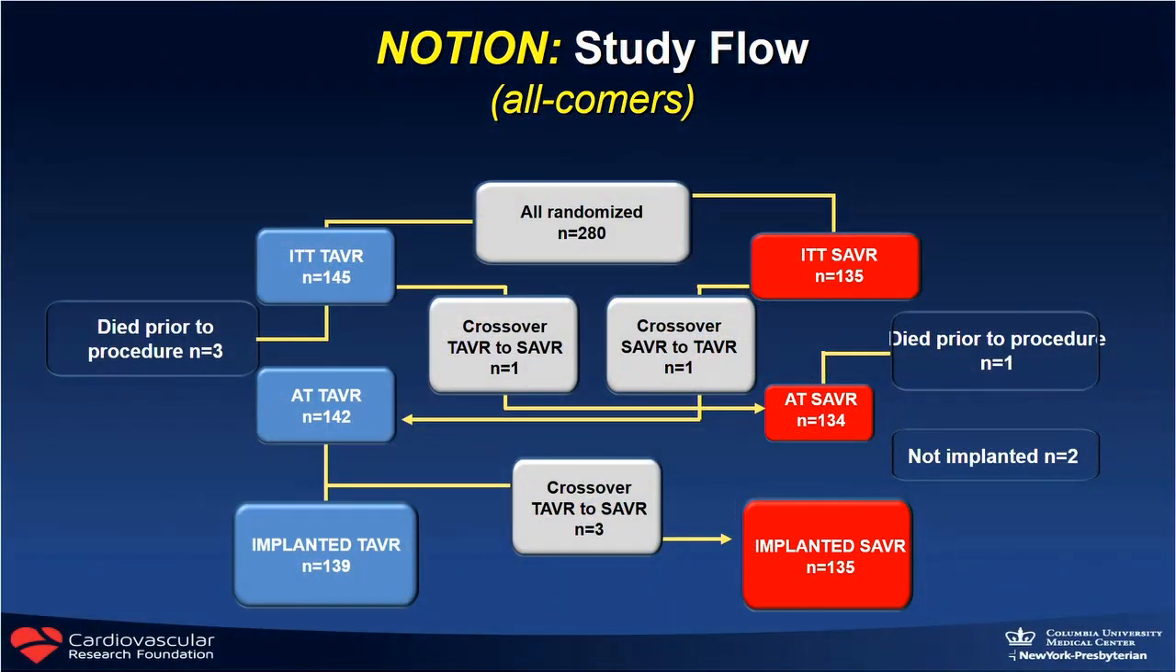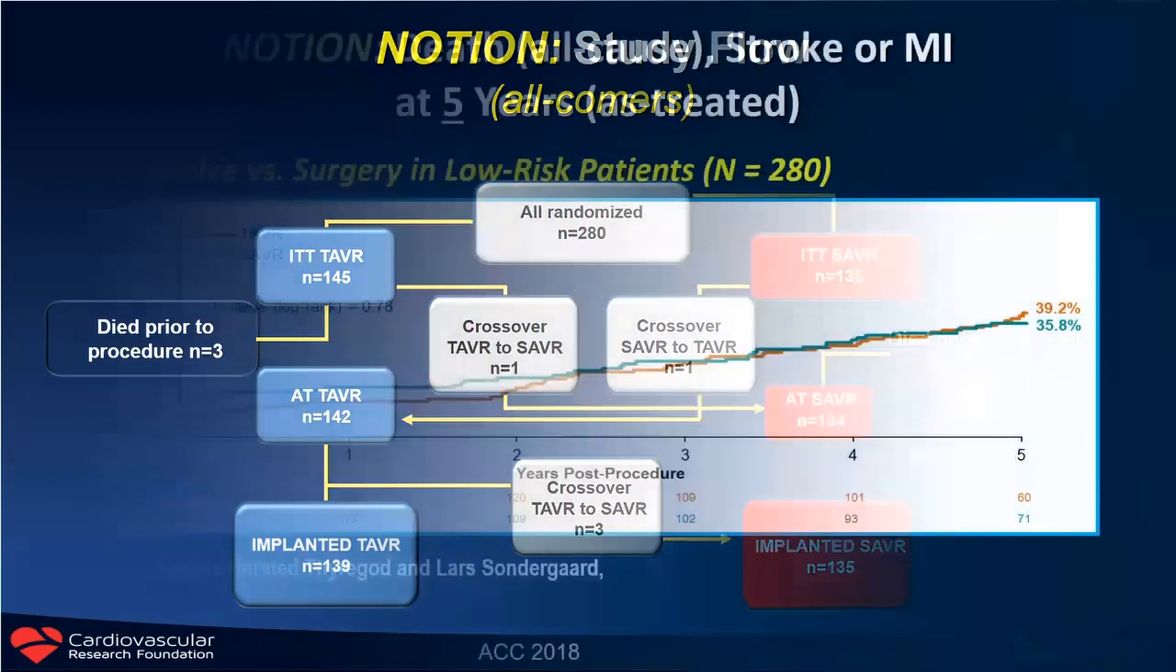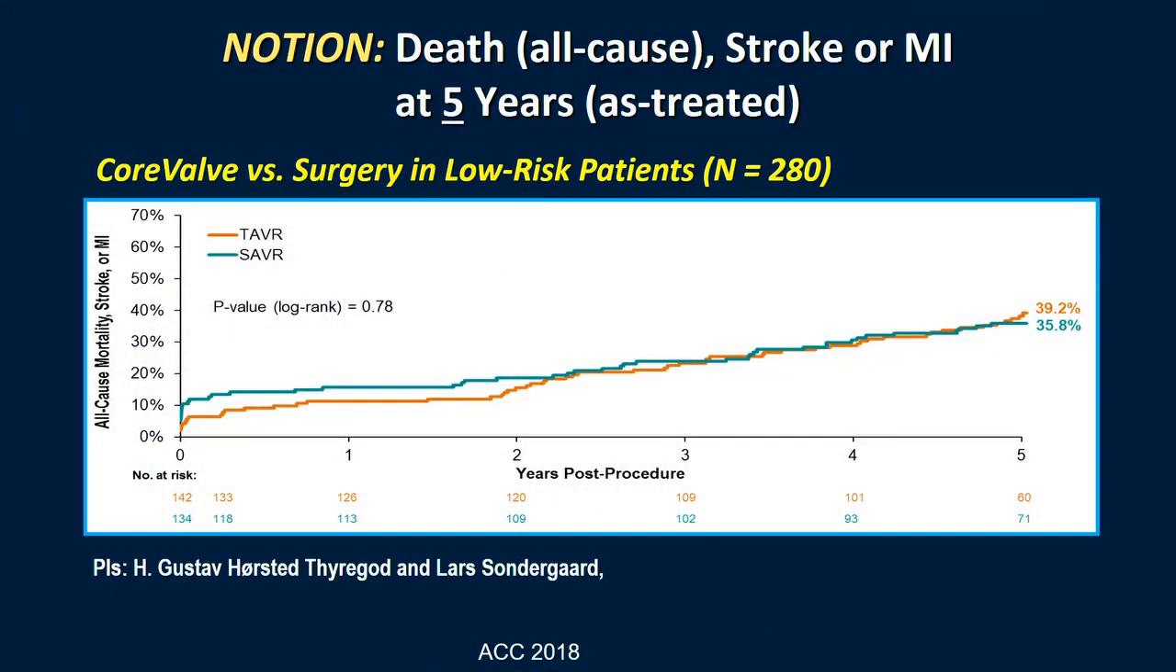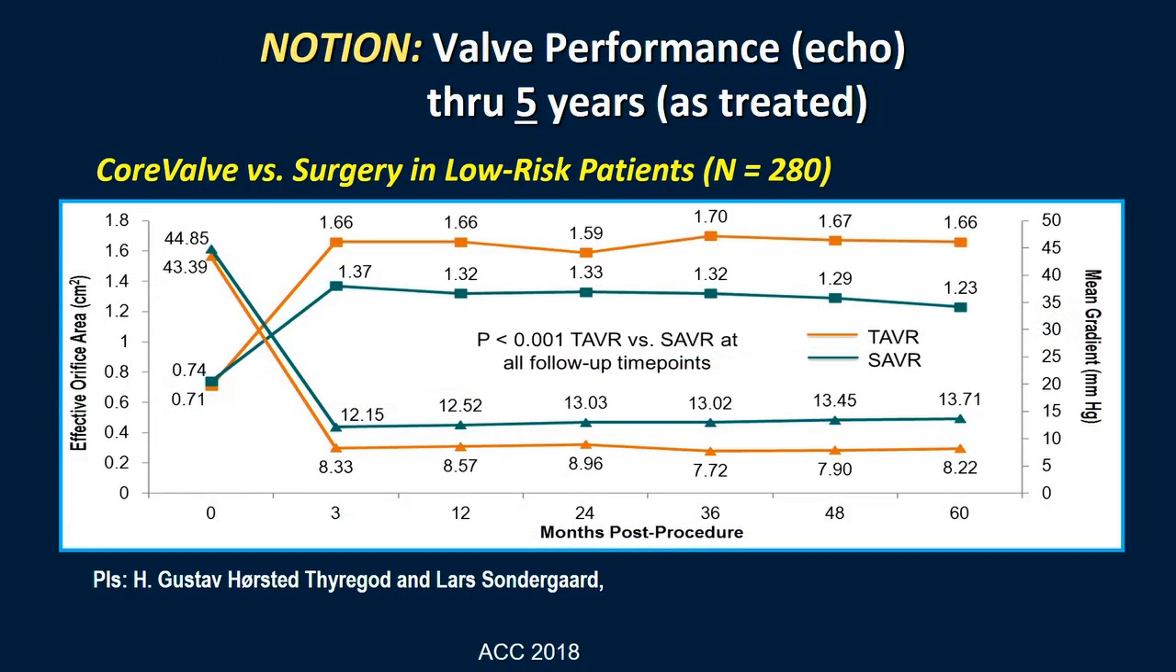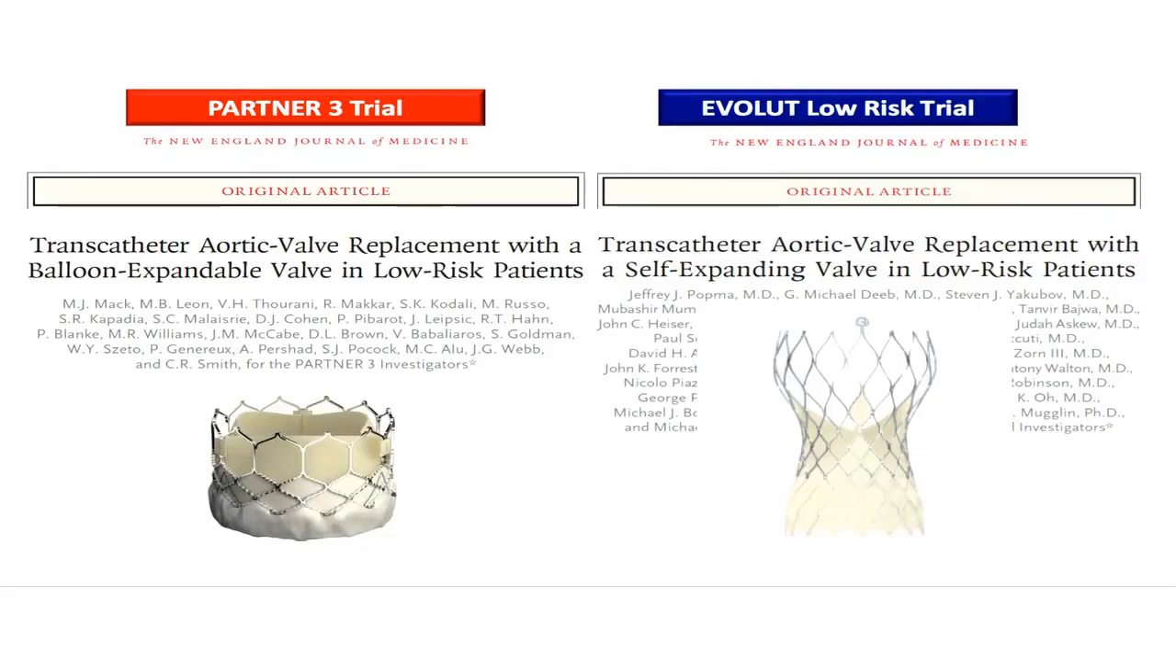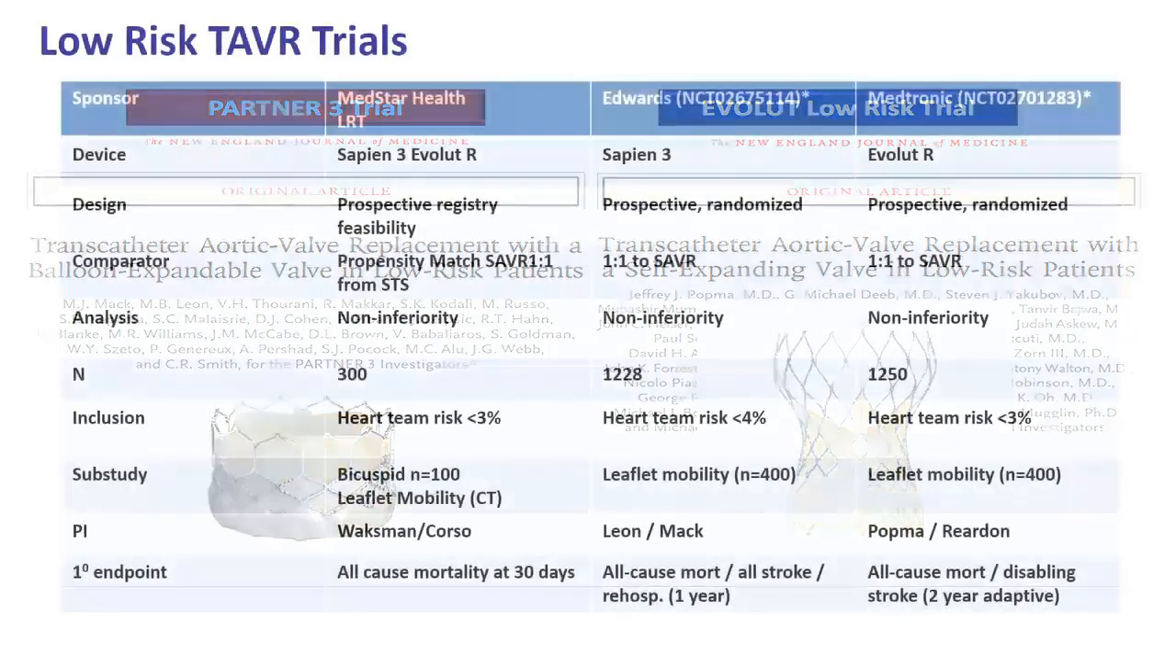And initially there was a study that was done in Europe called the NOTION study, and that study showed at 5 years that there was no difference in the all-cause mortality between surgery and TAVR for the low-risk patients. But when you look at the hemodynamics, again, the hemodynamics over 5 years were better for the TAVR versus the surgery. The 2 pivotal trials in the US use the self-expanding, which was the Evolut Low Risk trial, and the balloon expandable, which is the S3 in the PARTNER 3 trial.